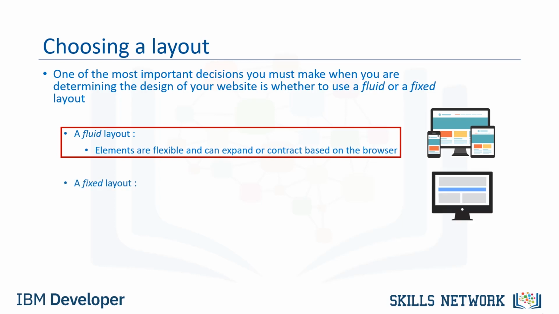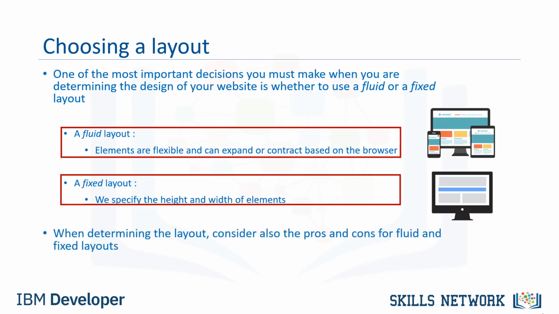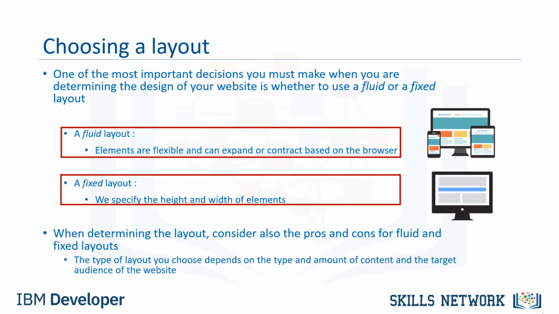A fixed layout is a layout where you specify the height and width of elements, and those values remain the same regardless of which operating system or browser you use to access the website. You specify these elements mostly by using pixels. When determining the layout, consider also the pros and cons for fluid and fixed layouts. The type of layout you choose depends on the type and amount of content and the target audience of the website.